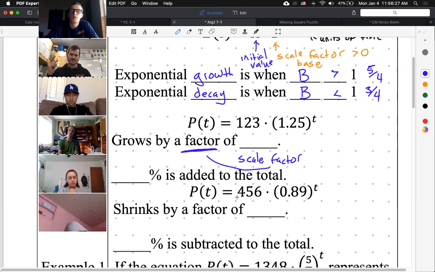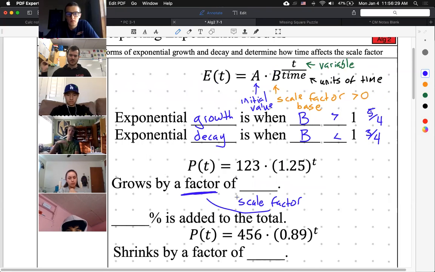Someone tell me quickly. What is the scale factor? Is it 123 or is it 1.25? What is the scale factor? Only 2 people know? Oh no, Jose. Is it 1.25? Exactly, 1.25. So that's one way of saying it.